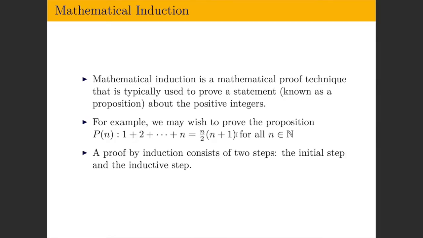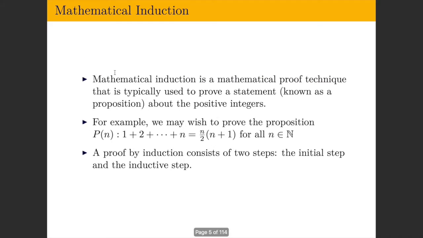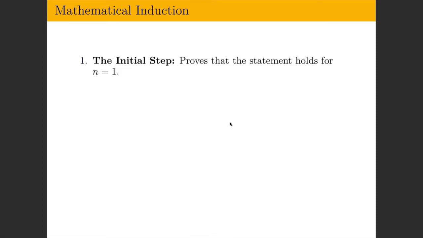So to prove something like this, we will have a two-step process. The first step is called the initial step, and the second step is what we call the inductive step. Let's explore what those mean a little bit more. The initial step in an induction proof proves that the statement holds true for n equals 1. In other words, if we have a look at this proposition here, we want to make sure that this is true specifically when n equals 1. So that is the first step.